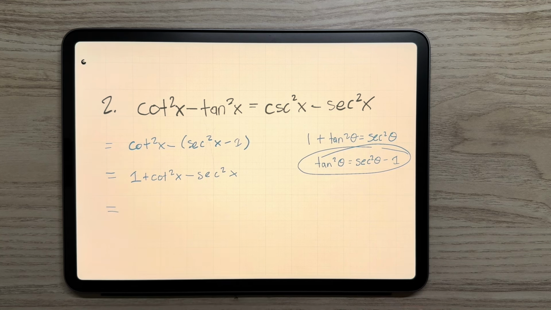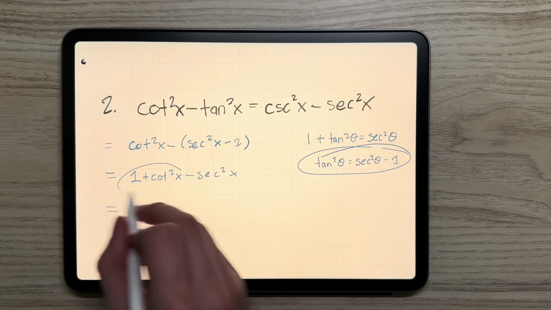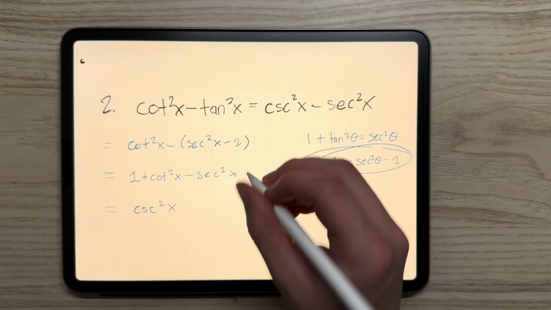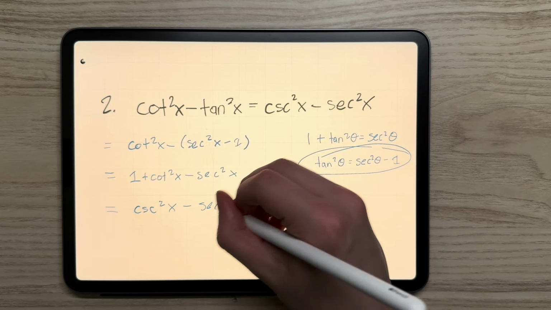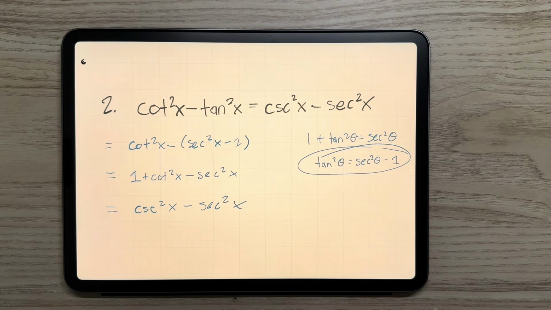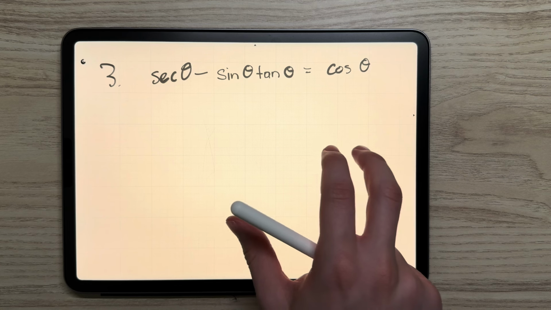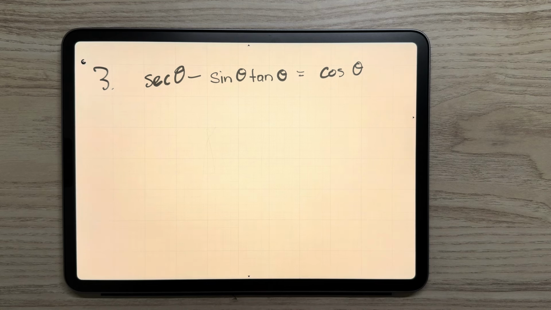And using one of our identities from before, the Pythagorean identity, 1 plus cotangent squared x is equal to cosecant squared x minus secant squared x. And now we're done. That's the whole proof. Now, before ending this video, we're going to try one more problem.